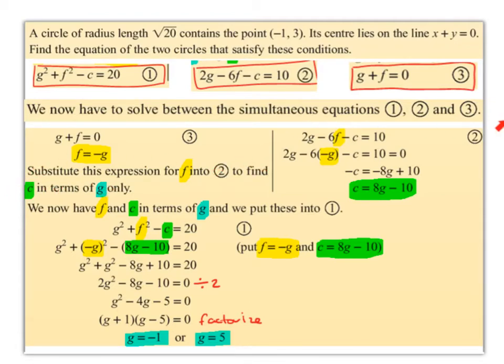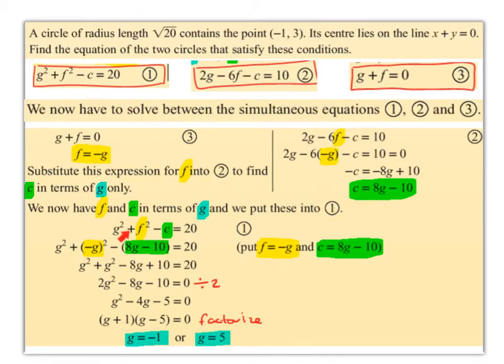So here we have equation 2. We swap the f for a set of brackets and put minus g into it, because we know f is equal to minus g. Then multiplying out the brackets and solving for c, we get c is equal to 8g minus 10. Now we have f and c in terms of g, we put these into equation 1.